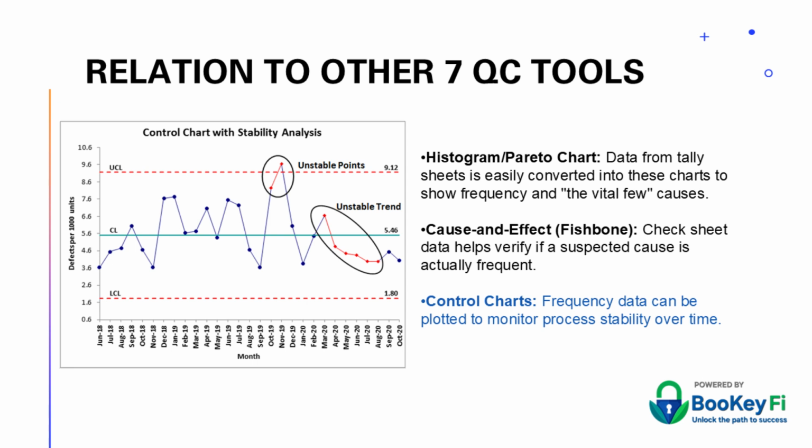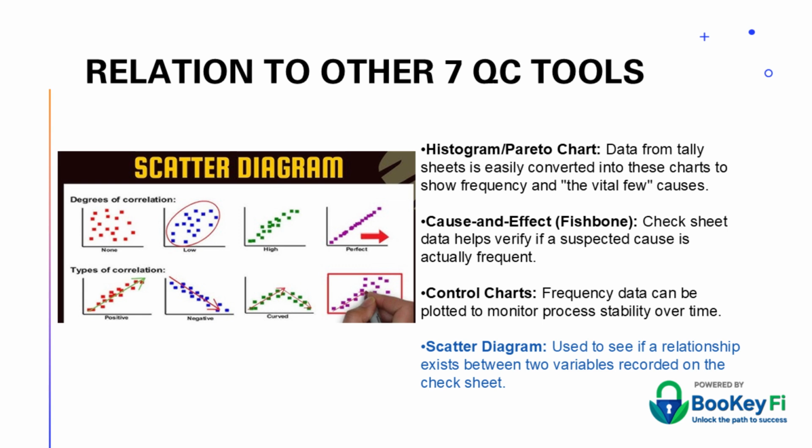Frequency data can be plotted to monitor process stability over time. By moving tally data onto a control chart, you can distinguish between normal process variation and special cause events that require immediate engineering intervention. Scatter diagram.